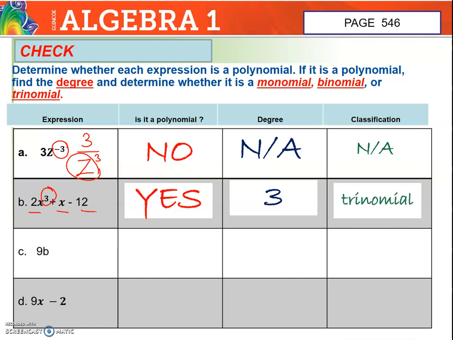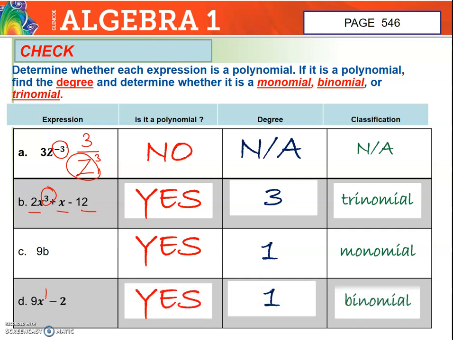9b is a single expression, and it is a monomial, and a degree of 1. And of course, if it is a monomial, it is a polynomial. 9x minus 2. X has an exponent of 1, so it means that our degree is going to be 1, and our classification is going to be a binomial, and it makes it also a polynomial.